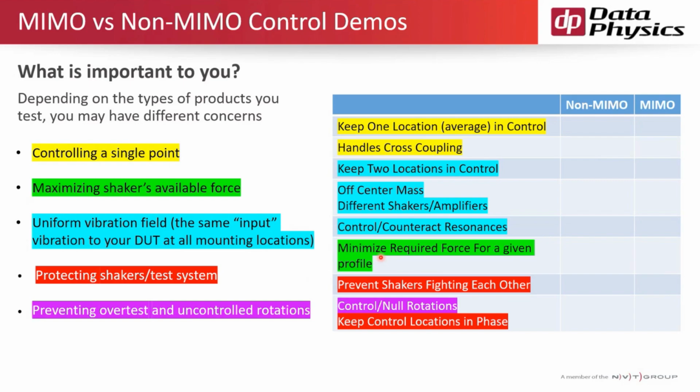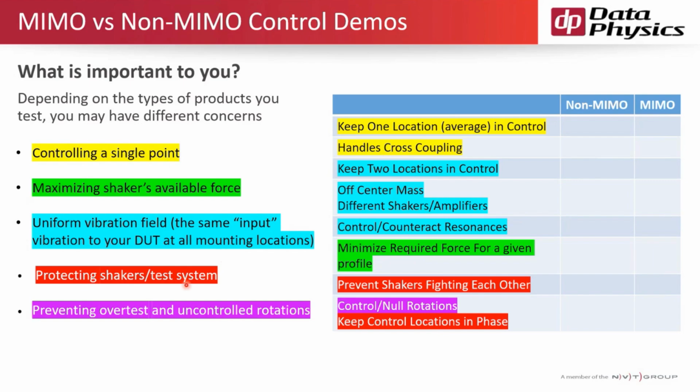If you want to make sure that the locations where you've mounted your test article to your shakers have the same vibration level, or think of that as the input vibration to your test structure, you want those input vibrations to be uniform, to have a uniform vibration field. Then keeping multiple locations in control, counteracting off-center masses and differences in shakers and amplifiers, and controlling and counteracting resonances are all going to be of concern to you.